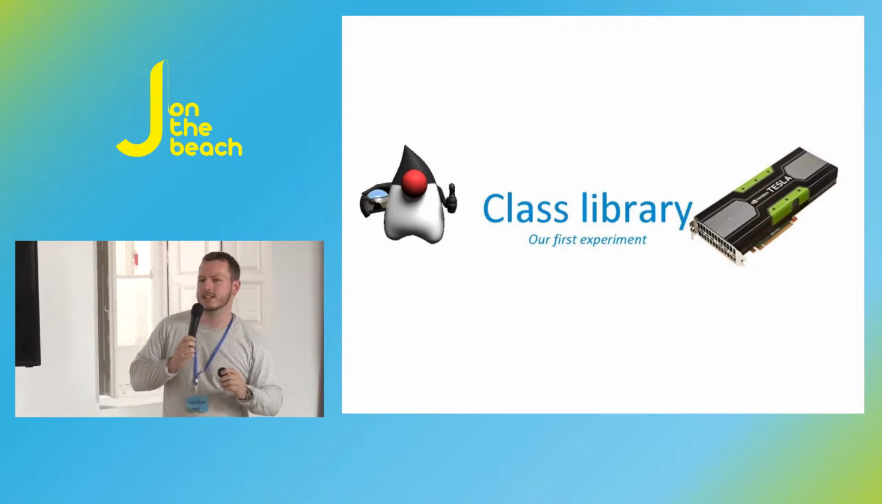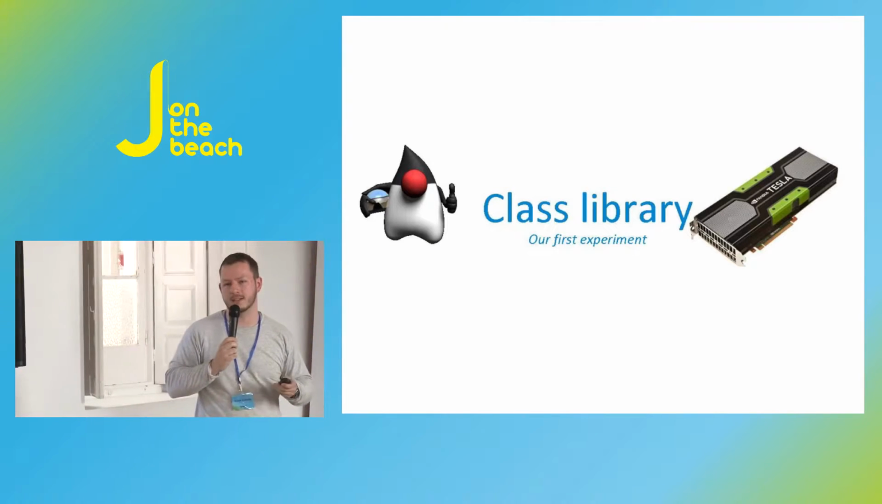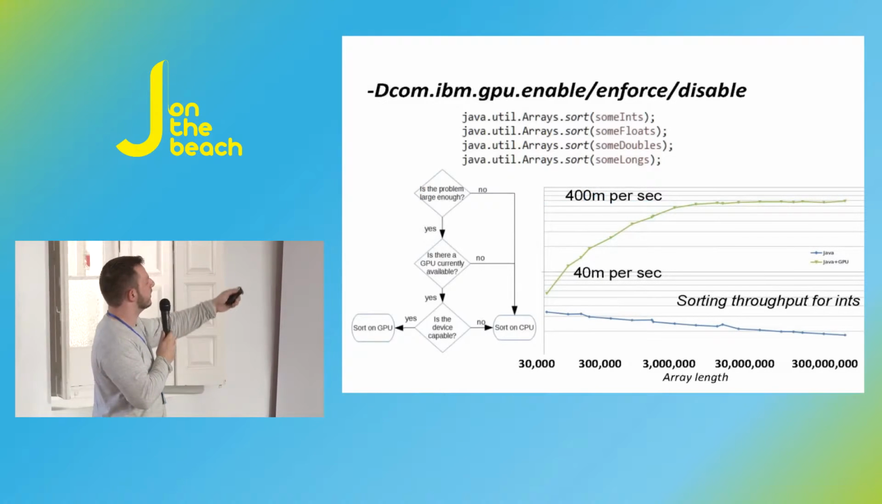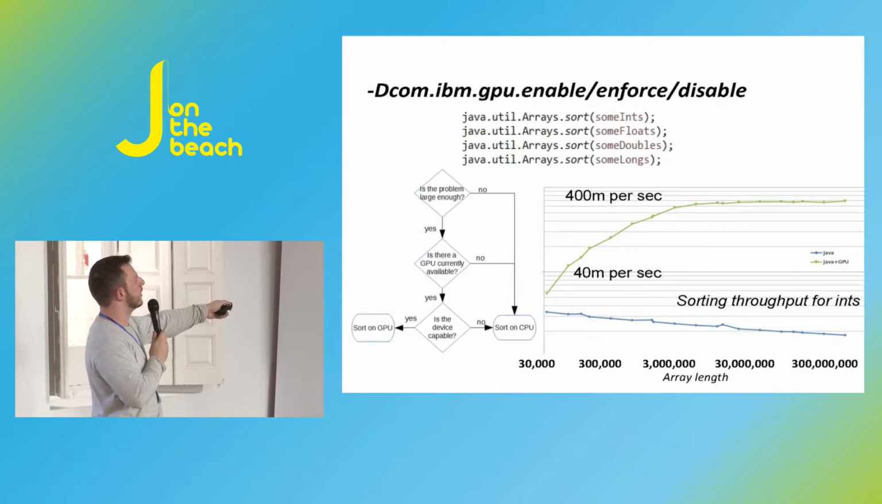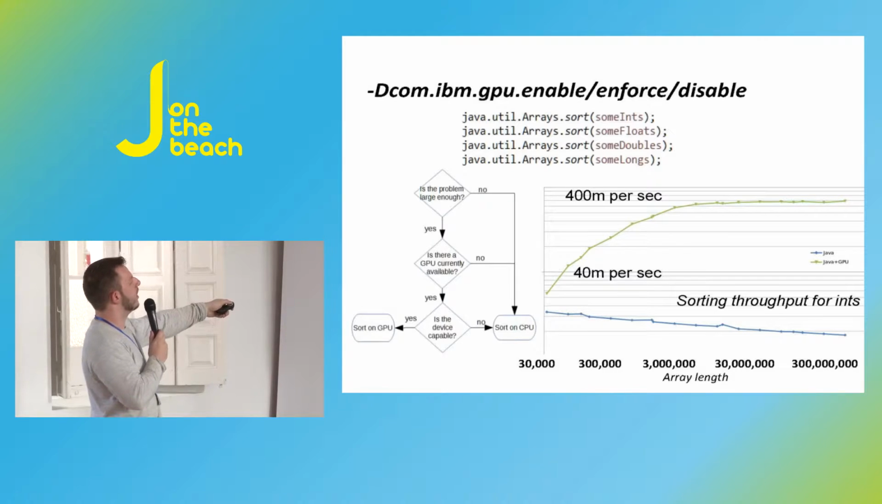So the class library, this is our very first experiment. This is easy peasy. Here's what you can do automatically. There's that system property at the top, -D IBM. If I say enable, here's what will happen.